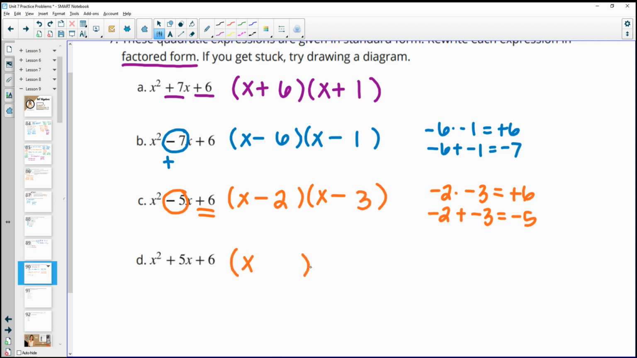So then for this bottom one, we just want a positive 5 on the inside instead of a negative. So now we'll have x plus 2, x plus 3, because again, positive times a positive. So positive 2, positive 3 gives us that positive 6 at the end. And 2 plus 3 gives us that positive 5 in the middle.